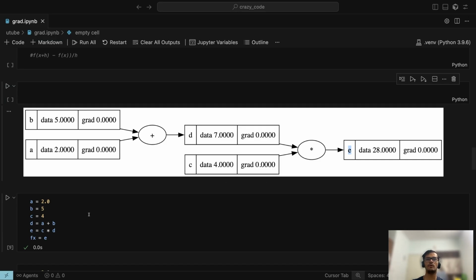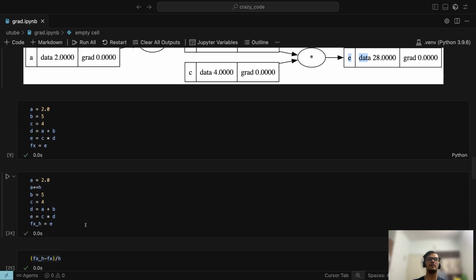So what we want to do now is see if we add any value to a, for example, how it would affect e, how much it would affect e. So we want to find two things. One is by how much rate it would change. Second, we also want to find the direction of change.